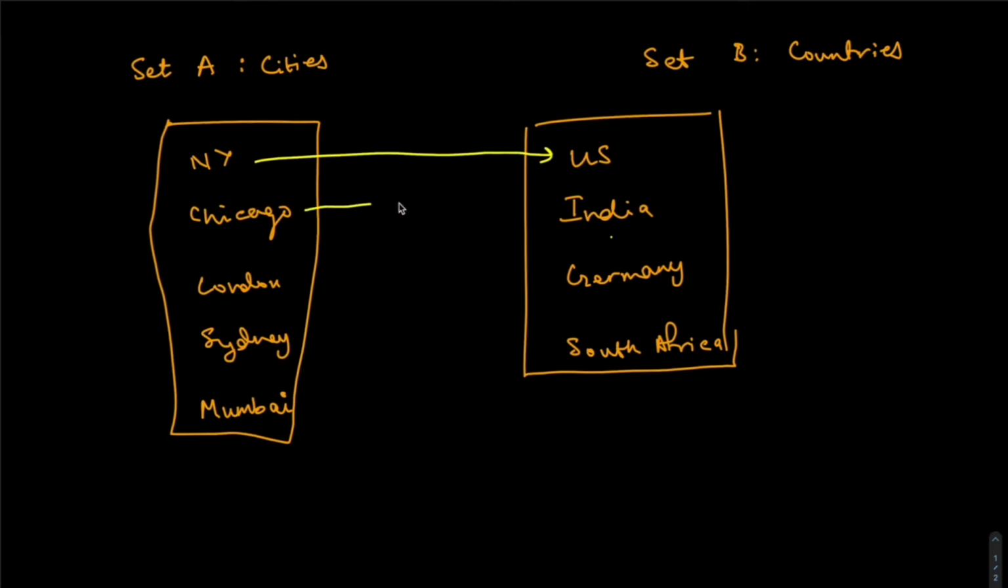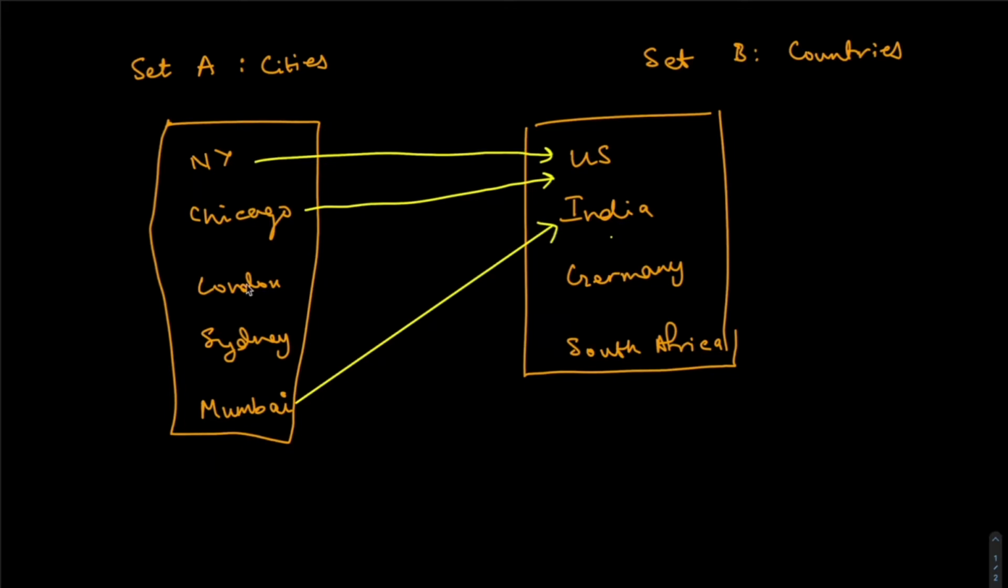I know Chicago is in the state of Illinois, which is in the US. I know London, it's in the United Kingdom, but United Kingdom is not listed anywhere on set B, so I don't draw any relation here. Sydney is in Australia, right? Again, not there, so I leave it. I have Mumbai. Mumbai is in India, right? So I have it right here. So I can have a relation right here.